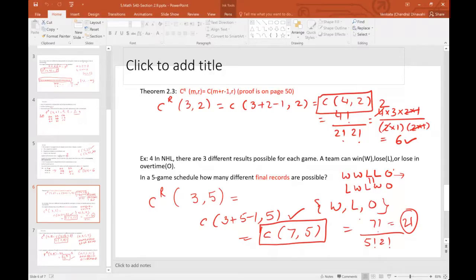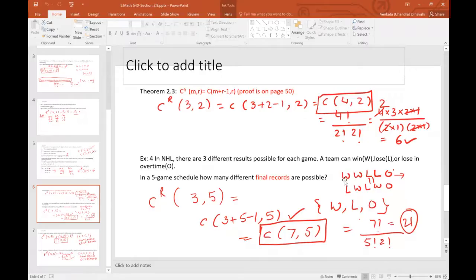So now let us look at one example. Here it boils down to figuring out, like the previous one, whether it is a permutation or combination. In the National Hockey League, there are three different results possible for each game. A team can either win, lose, or lose in overtime. In a 5-game schedule, how many different final records are possible? Please remember, this final record is different from each season.